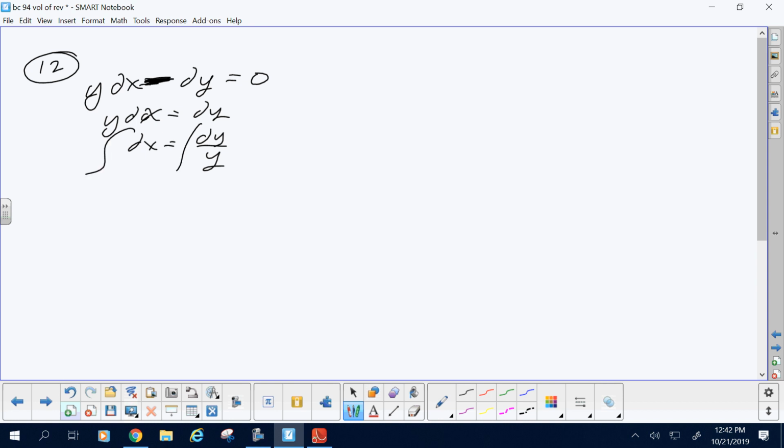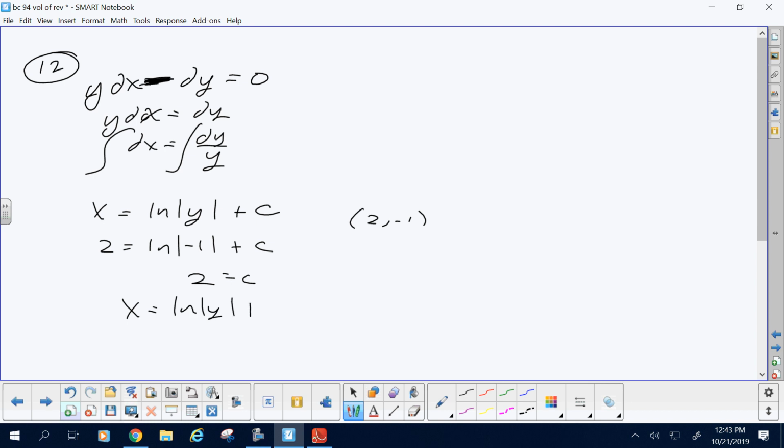So if you integrate this, you get x equals natural log of y plus c. Yes. And did it say anything else about the general differential equation? Oh, same differential equation, find a particular solution through (2, -1). Okay, so did you put (2, -1) in? 2 equals log of the absolute value of -1 plus C, so C is 2. x equals natural log of the absolute value of y plus 2. We need to solve it for y.